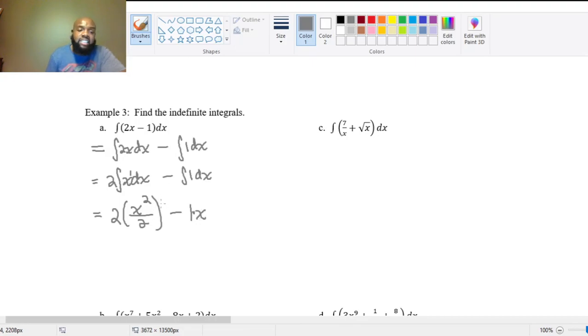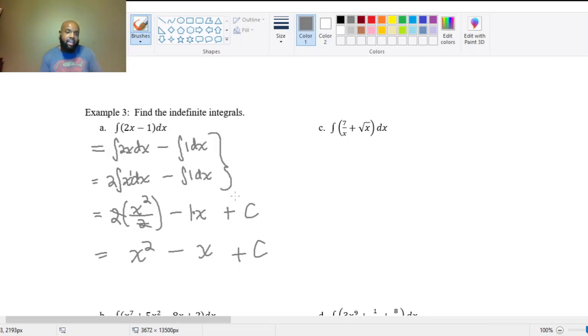Now, I could put a plus c here after this antiderivative or this indefinite integral, and I could put a plus c here. But usually when we have more than one term, we just put one plus c in the overall antiderivative. And so the 2's cancel here. We get x squared minus 1 times x is just x, and then I have my plus c here. And so my indefinite integral of 2x minus 1 dx is x squared minus x plus c. All right. Now, you do not have to go through this entire step here, right? You could have just started at this step, taking your antiderivative, and you'd get your answer, all right?